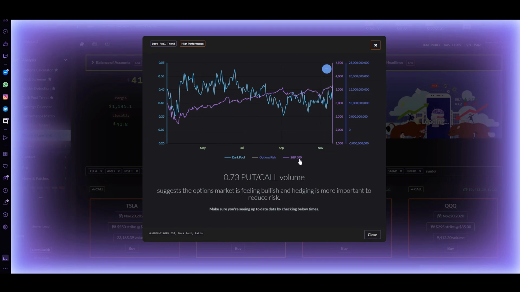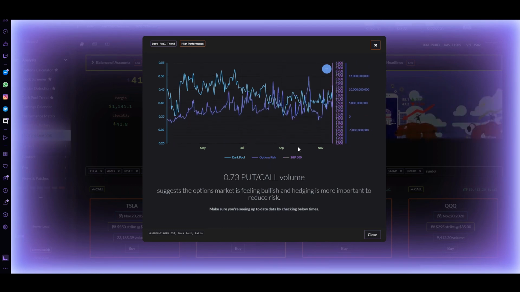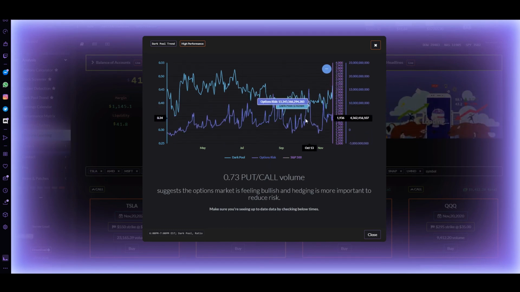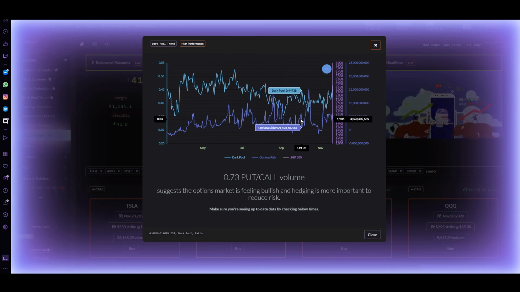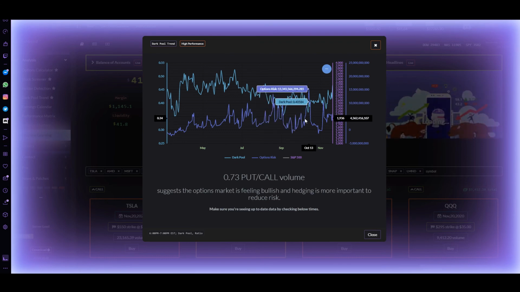Now let's go back to the options risk thing I said we would ignore. Turn off S&P 500. Options risk is just how much prices are likely to move on a given day. This is when rich people like to leave the market because they don't want to be exposed to that risk. You, however, as a call buyer, might want to be. So keep an eye on this number too.